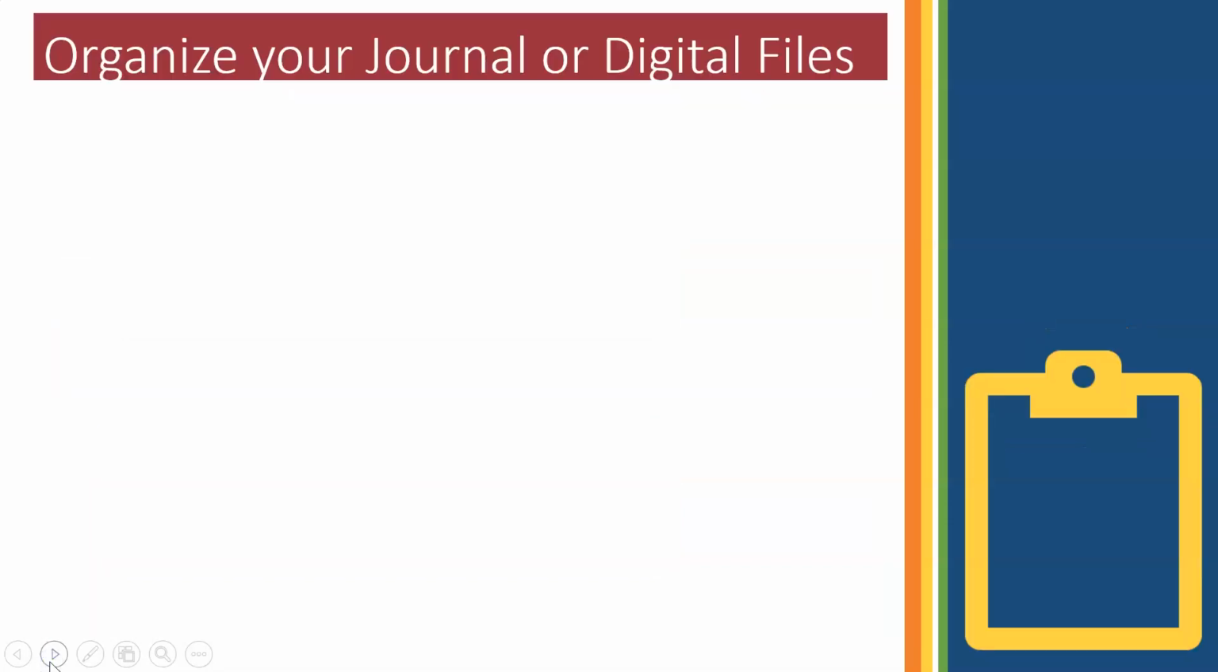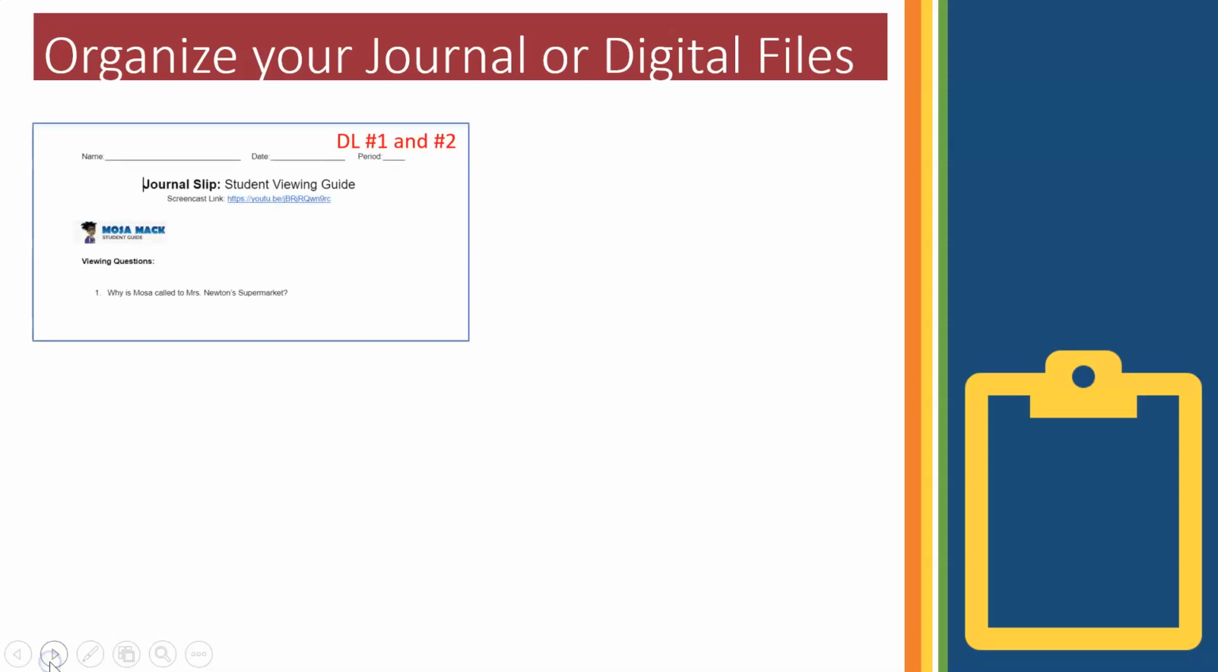I just want to take a moment though, because it would be a really good time to organize your science journal or your digital files saved on your Chromebook. We don't know exactly how long we'll be learning virtually, so it's up to you to make sure you're keeping a system that works. I might suggest that you label the corner of each journal slip with the designation DL for distance learning and the lesson number. For example, our first journal slip was the Mosamac viewing guide. We actually used that slip for both lessons number 1 and number 2, and as you can see on the screen, I've labeled the slip DL number 1 and number 2.